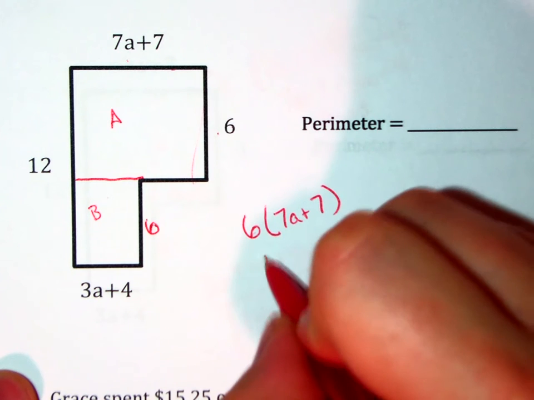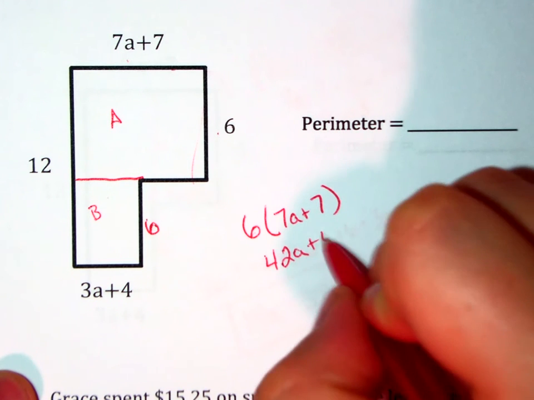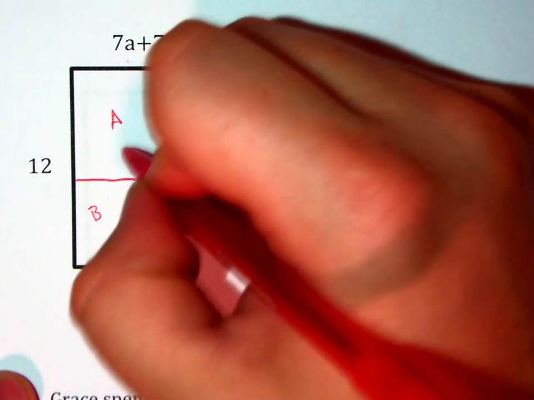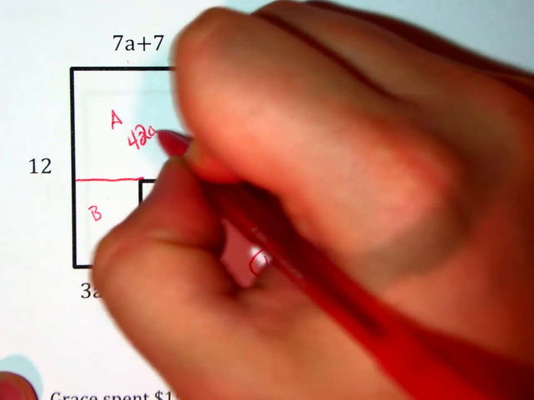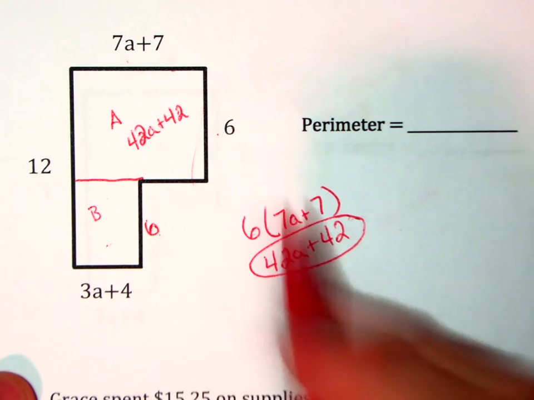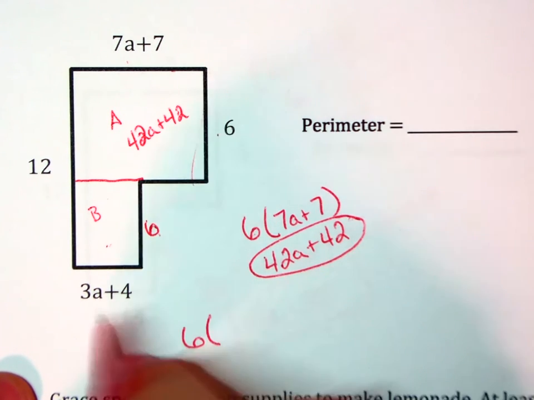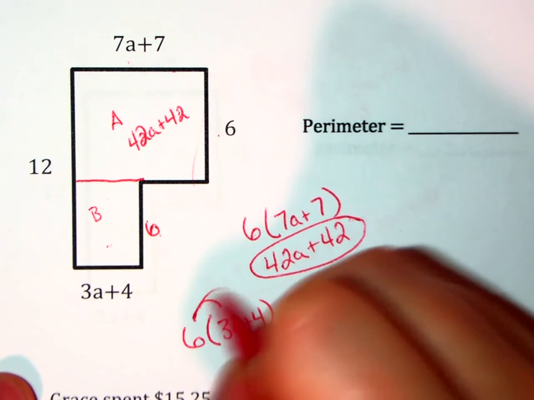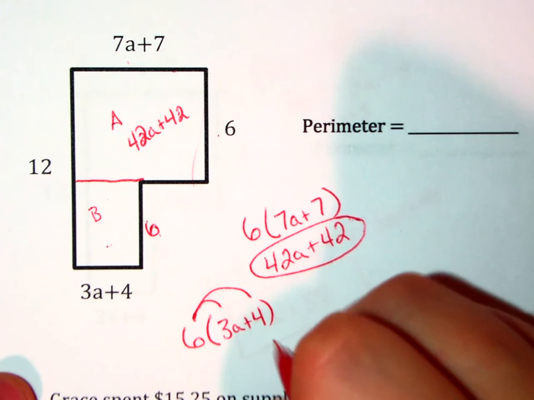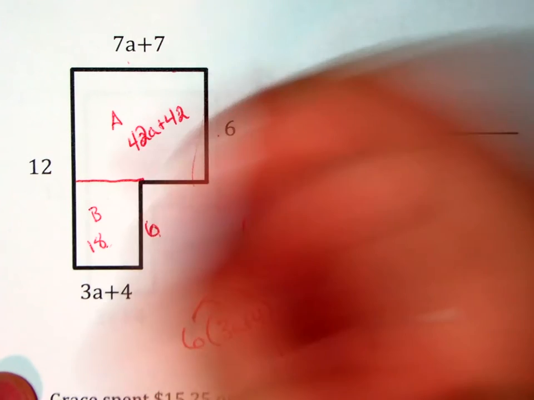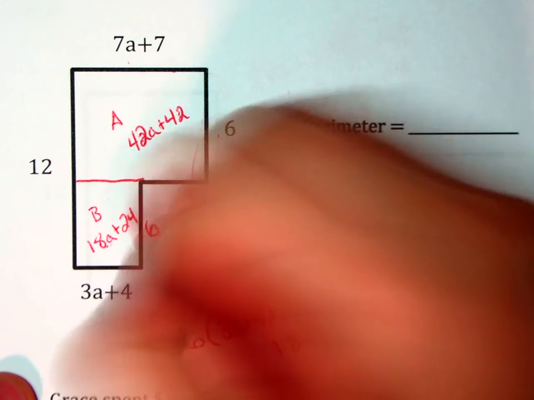Alright, we have 6 times 7 is 42a plus 42. Well, that was only the value of this top box, 42a plus 42. We also need to find the area of this bottom box, which I identified with capital B. And we know its length is 6, and its width is 3a plus 4. So again, we're going to distribute. 6 times 3 is 18a plus 24. And so the area of the bottom box is 18a plus 24.